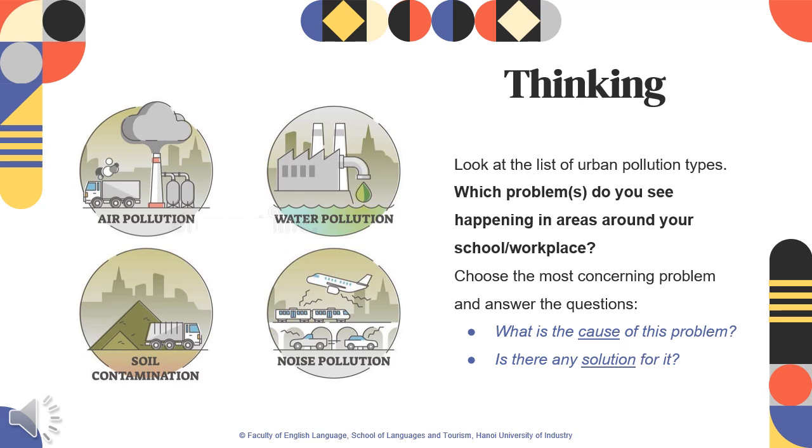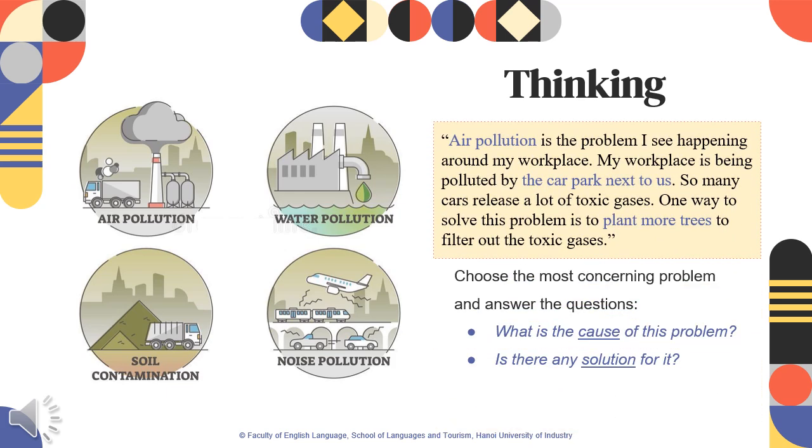Here is a sample answer. Air pollution is the problem I see happening around my workplace. My office is being polluted by the car park next to us. So many cars release a lot of toxic gases. One way to solve this problem is to plant more trees to filter out the toxic gases.